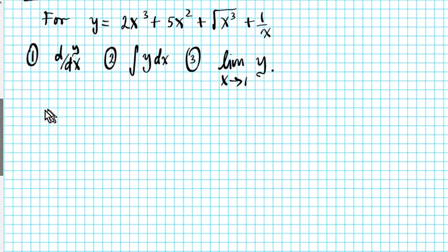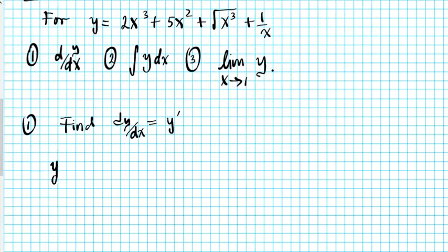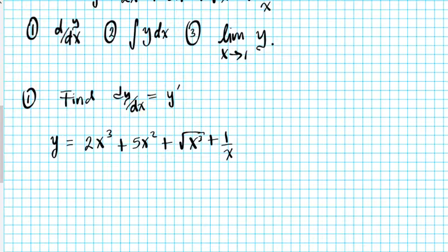With the first one, number one, I want to find dy dx. dy dx is the same thing as y prime. Okay? So if you have y is equal to 2x to the third plus 5x squared plus the square root of x to the third plus 1 over x. I want to try and see, can I write everything as a power? Okay? So that's the approach we're going to use here. So rewrite as powers if possible.